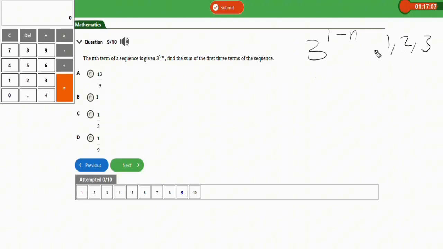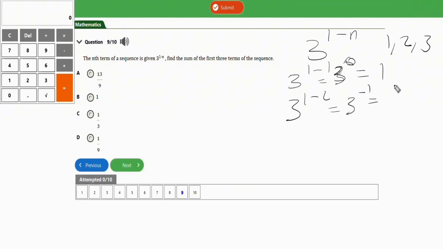Now let's get the first 3 terms, that's the first term, second term and third term. The first term is going to give us 3 to the power 1 minus 1, which gives us 3 to the power 0. This is 3 to the power 0, which gives us what? 1. 3 to the power 0 is 1. For the second term, it's going to give us 3 to the power 1 minus 2, which gives us 3 to the power minus 1, which gives us 1 over 3. For the third term, it's going to give us 3 to the power 1 minus 3, which gives the power minus 2, which gives us 1 over 9.